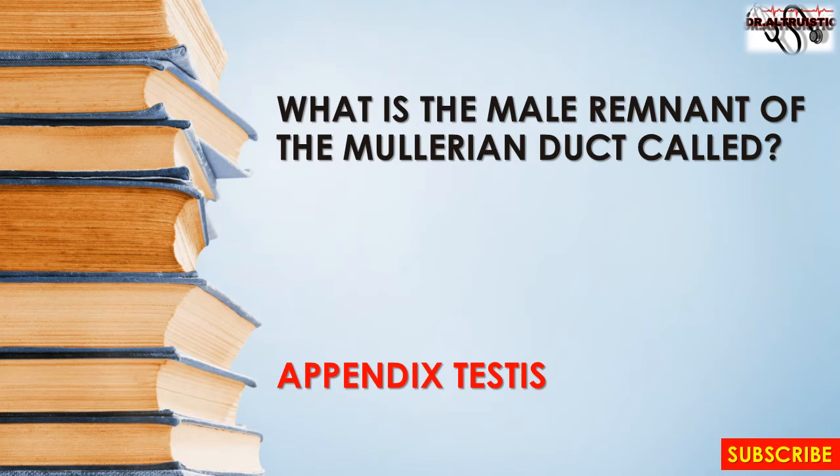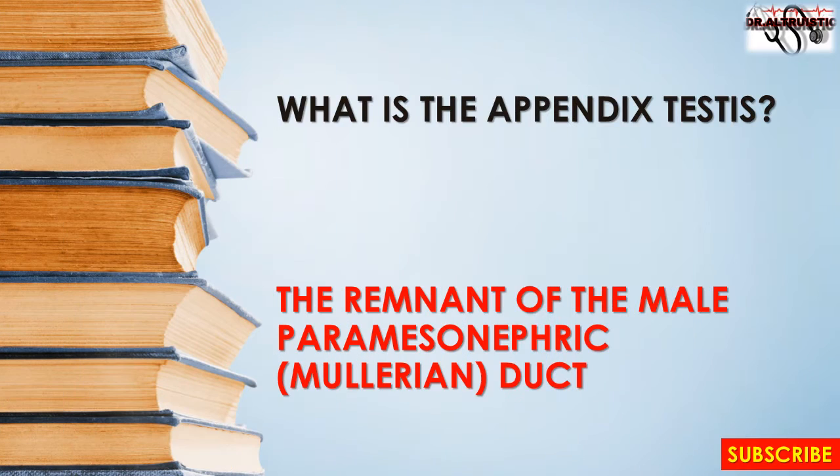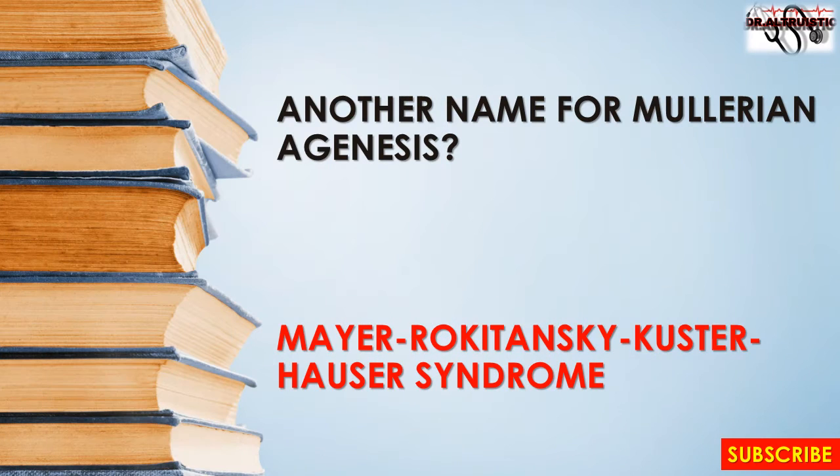What is the male remnant of the Mullerian duct called? Appendix testis. What is the appendix testis? The remnant of the male paramesonephric Mullerian duct. Another name for Mullerian agenesis: Mayer-Rokitansky-Kuster-Hauser syndrome.